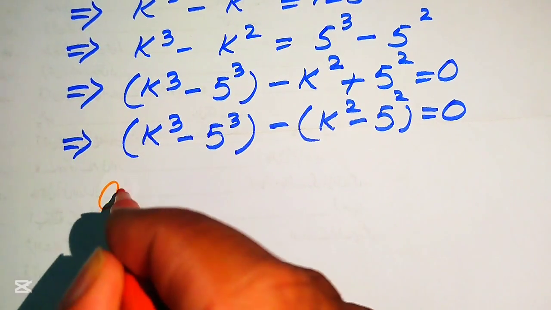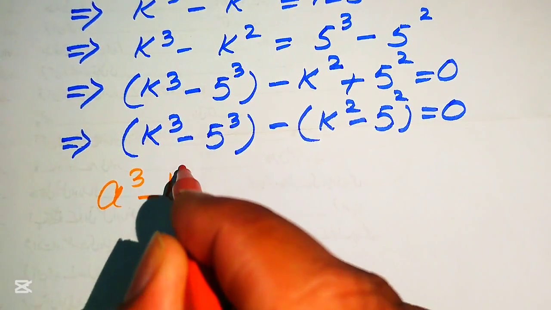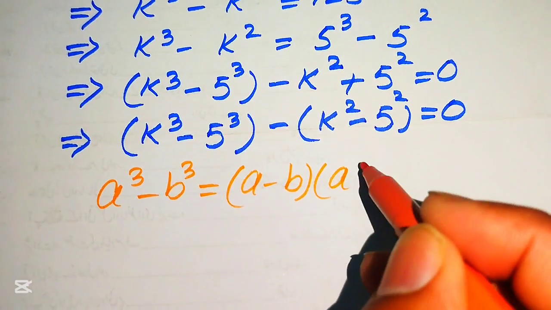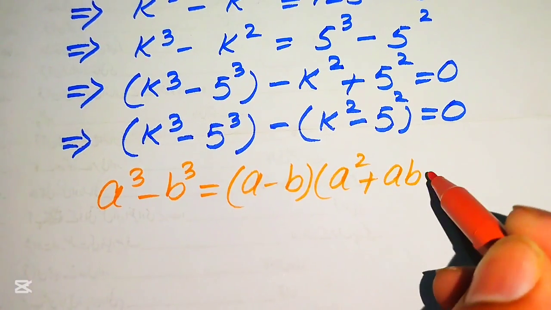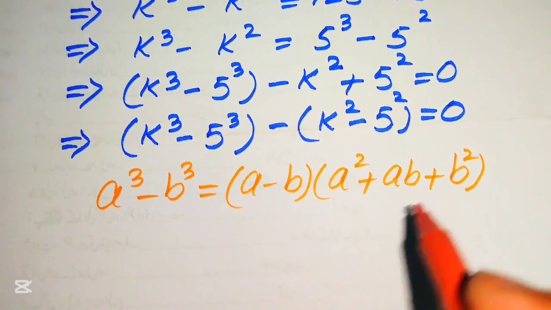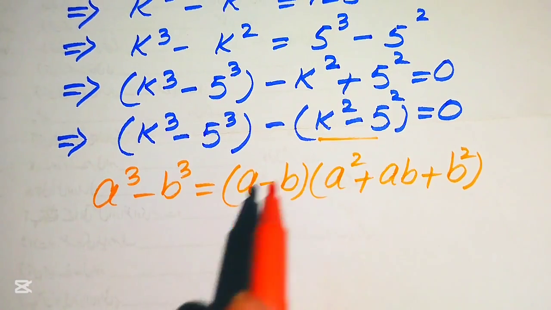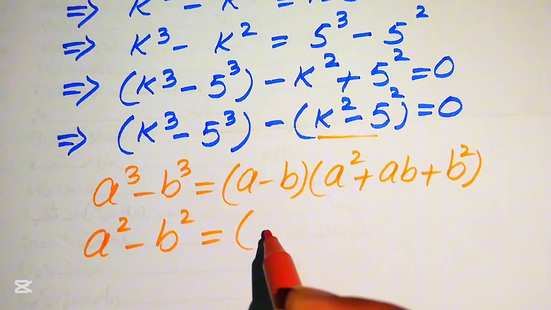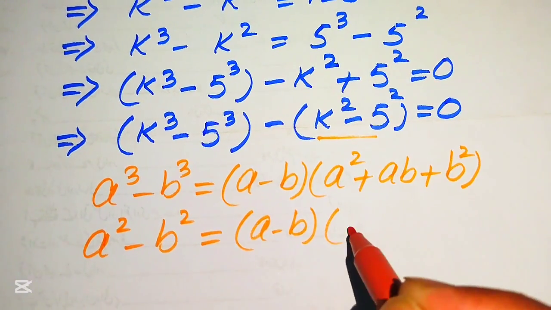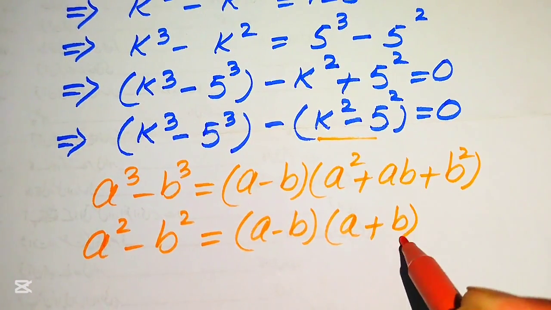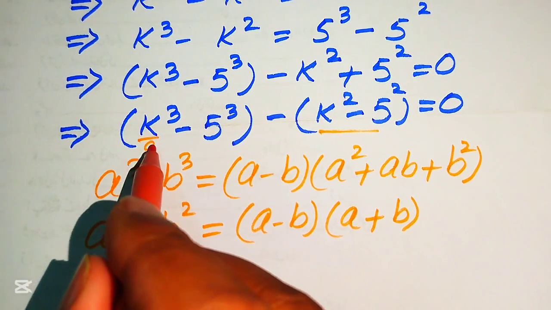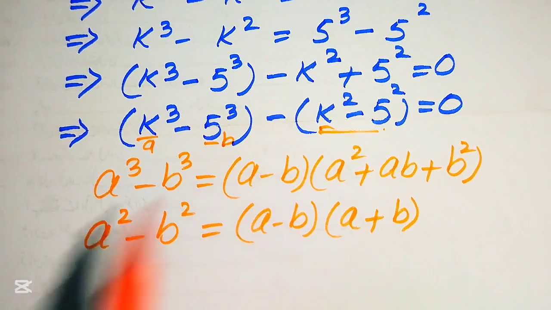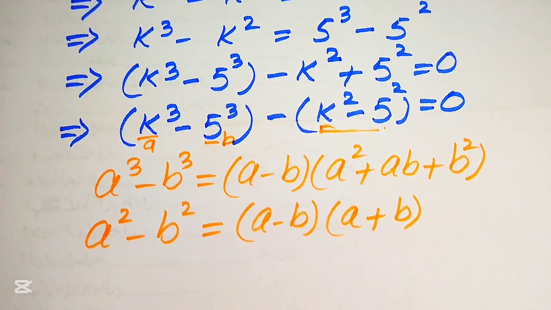In order to solve further we need two formulas. First we apply the cubic formula. You know that a cubed minus b cubed equals a minus b times a square plus ab plus b square. Similarly, in the second factor, we can apply the square identity. You know that a square minus b square equals a minus b times a plus b. Here our a is k and our b is 5.